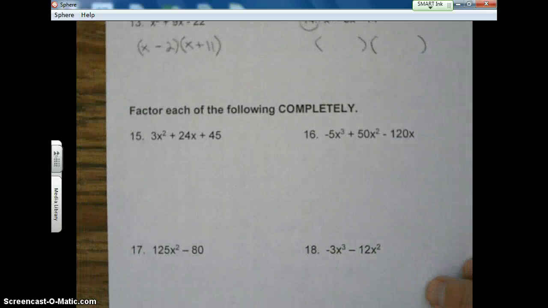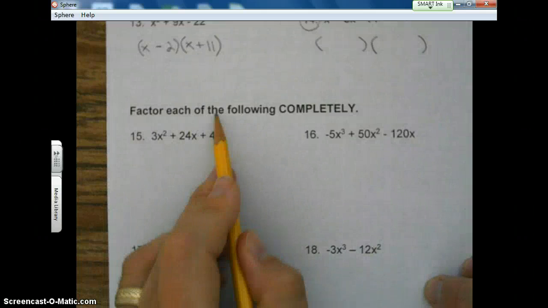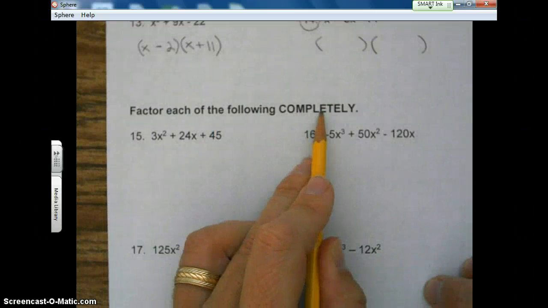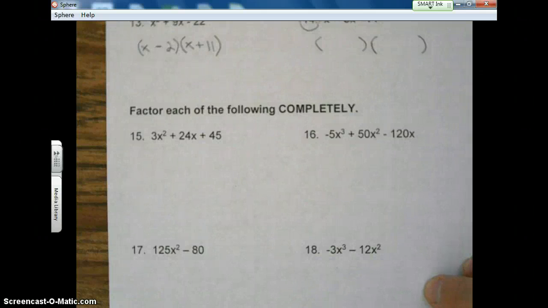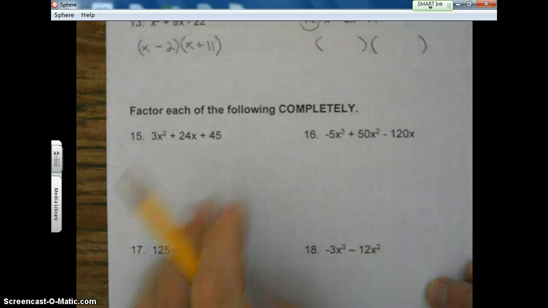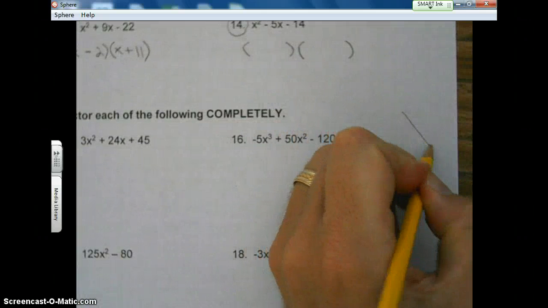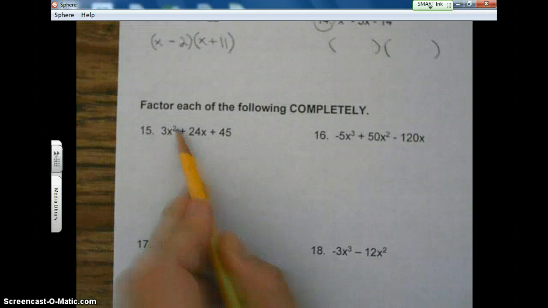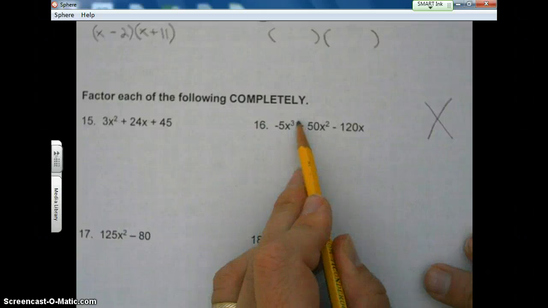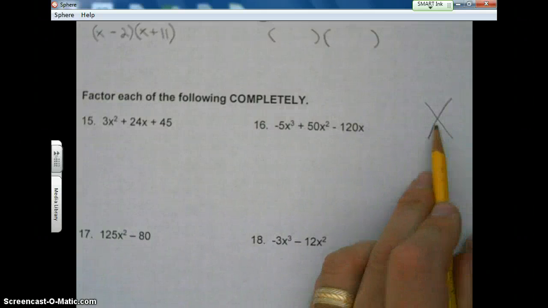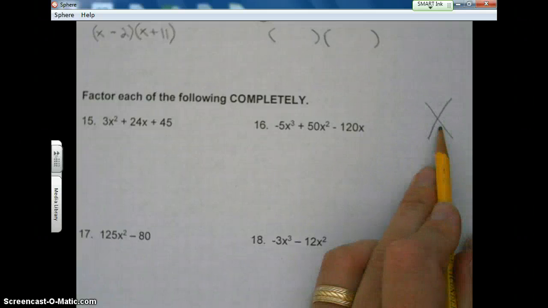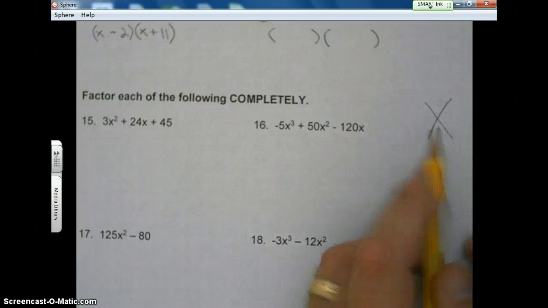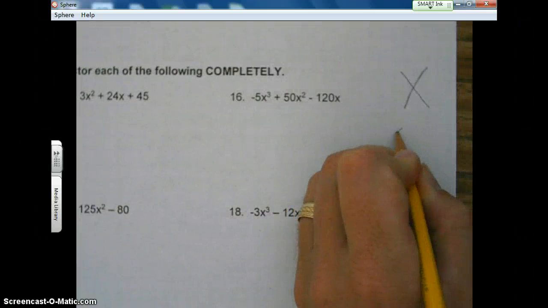Okay, let's move down to the last section here. Factor each of the following completely. So, you know, you have some choices, guys. What we've learned so far is how to use the x to factor. Specifically, when it's an x squared term. Now, since this is x cubed, we can't use the x factor. The x factor only works on quadratics.